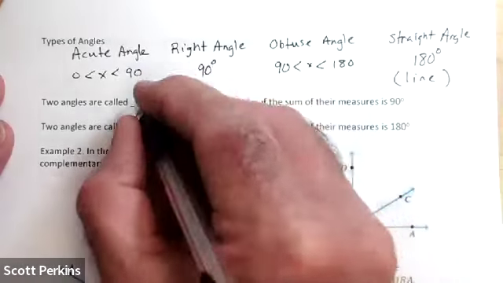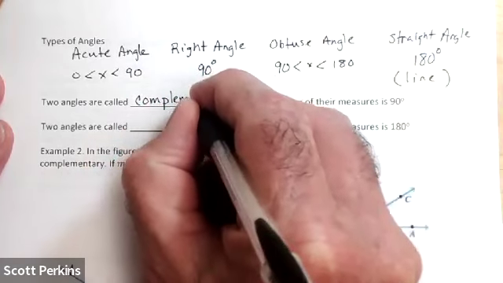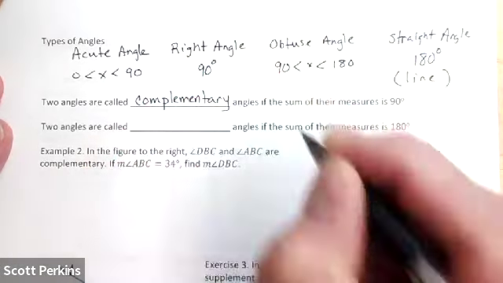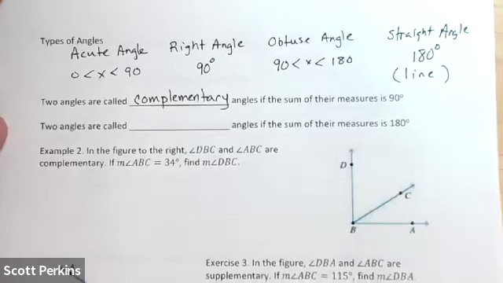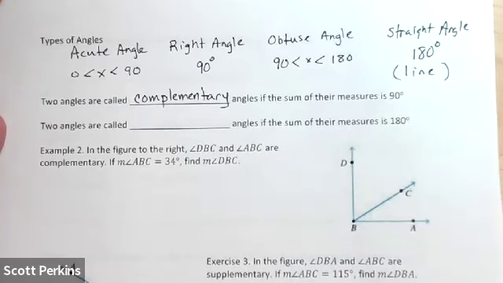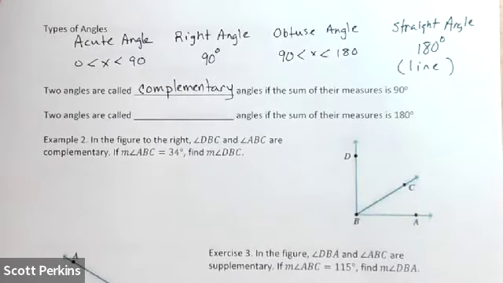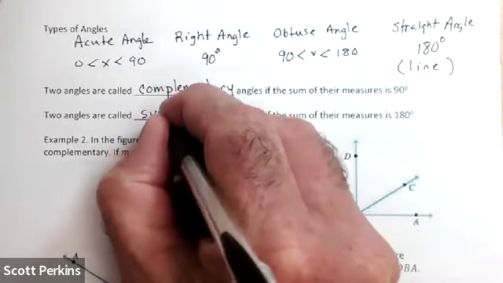Two angles are called complementary angles if their sum of the measures is 90 degrees. So if you add up the measures of two angles, and it turns out to be 90 degrees, what you have is two complementary angles. And then we have a similar term: if two angles add up to 180 degrees, they are called supplementary.